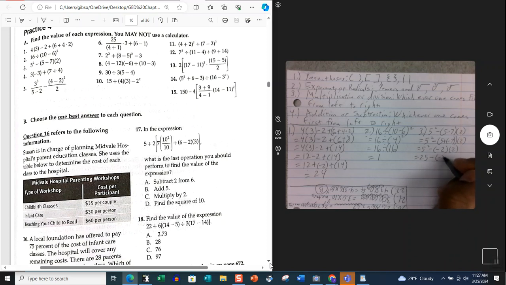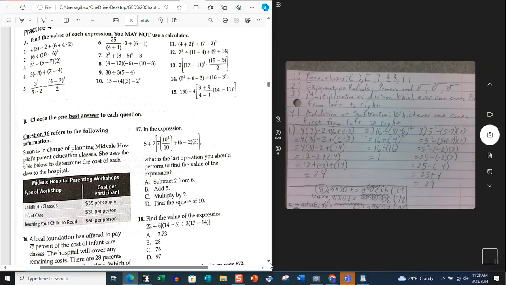minus negative 2 times 2. Now we've got subtraction and multiplication. So remember, with subtraction, we do the multiplication first. Negative 2 times 2, this has one negative sign, so that would be negative 4. So 25 minus negative 4 would be 25 plus 4, because minus a negative gives us a positive. And 25 plus 4 is 29.